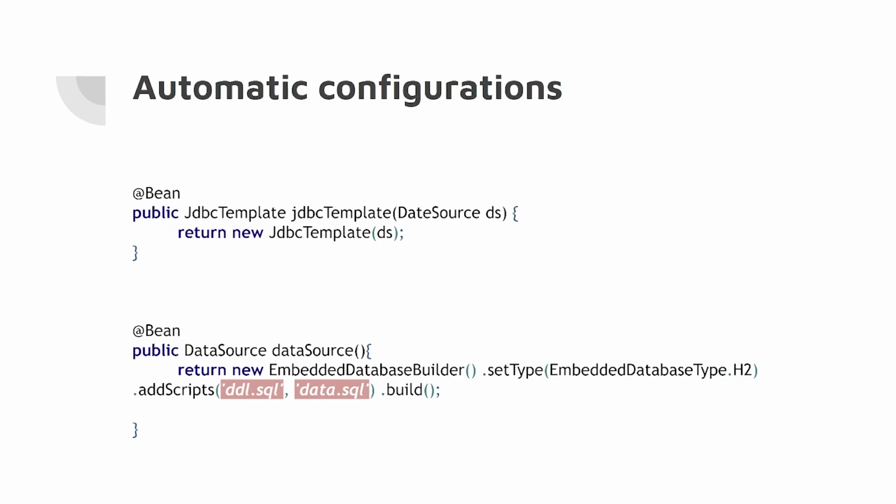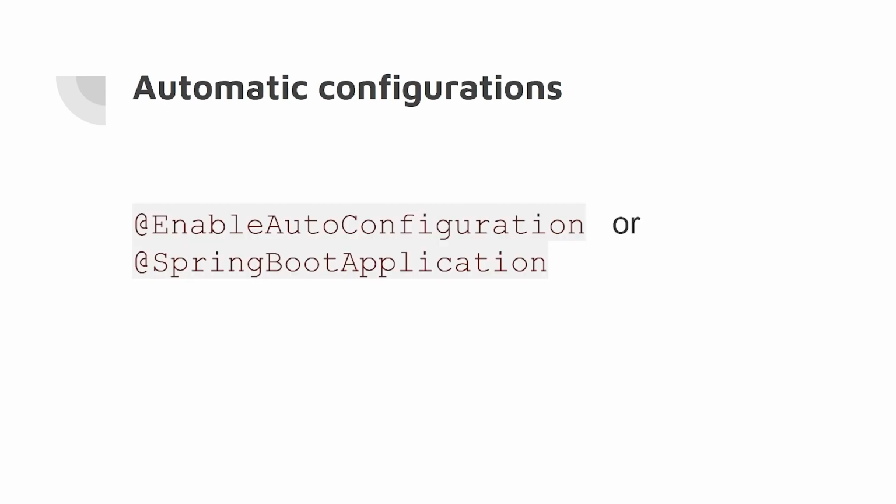That's where Spring Boot auto configuration comes into the picture. It detects the presence of a certain class in the class path and then automatically configures it for you. For example, if you have added JDBC template into your class path and also the H2 jar, then Spring Boot can automatically configure an in-memory database for you and a JDBC template which is ready to use. So you don't need to write this code to use JDBC template in your DAO layer. You need to opt in to auto configuration by adding EnableAutoConfiguration or SpringBootApplication in your class.